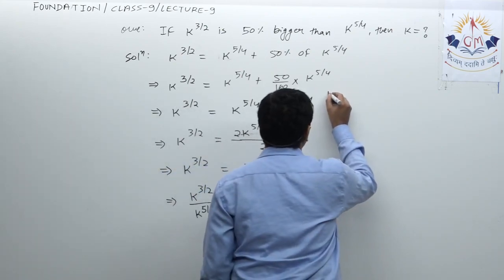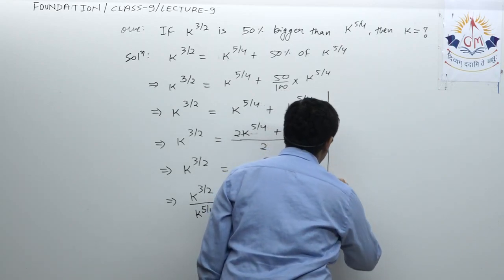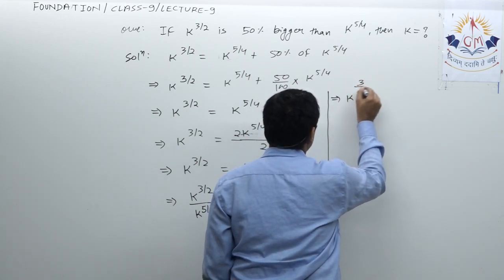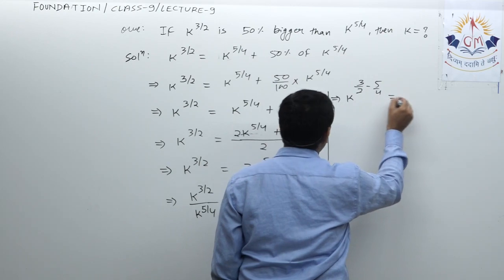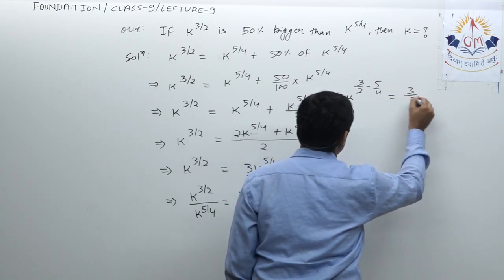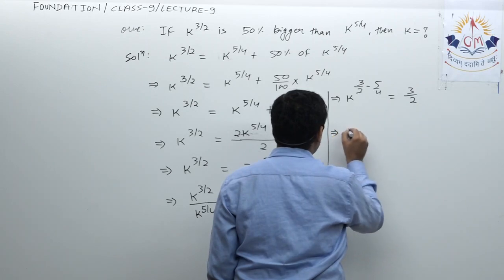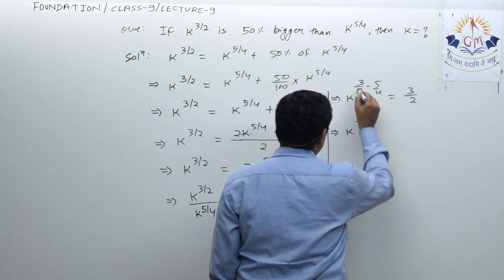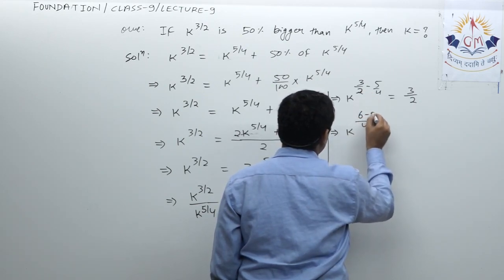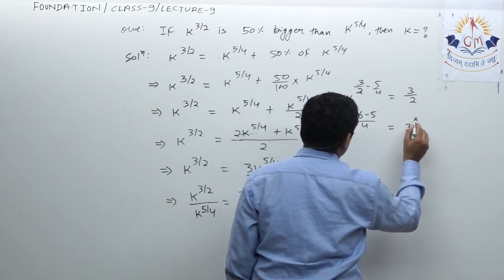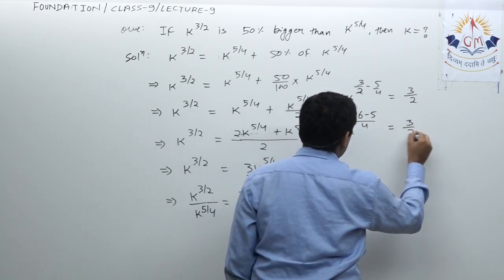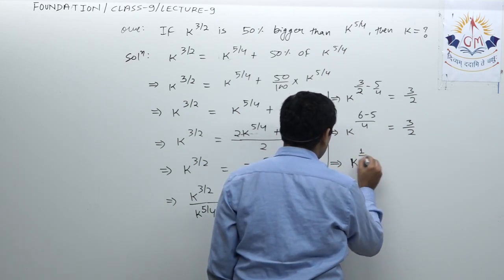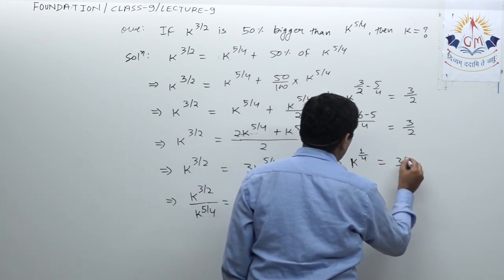Okay, now let us see its further solution. Now if I apply the quotient law, this will become k raised to 3 by 2 minus 5 by 4 is equal to 3 by 2. Okay, so this will become k raised to, here LCM will be 4, and over here I'll get 6 minus 5 by 4, that is equal to 3 by 2. So this further gives you k raised to 1 by 4 is equal to 3 by 2.